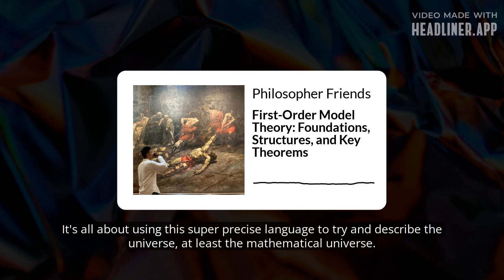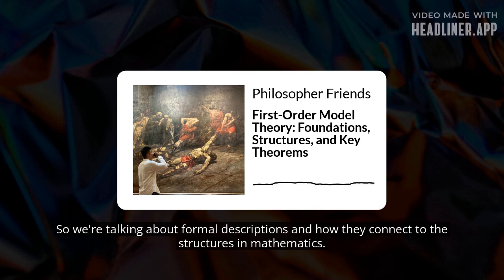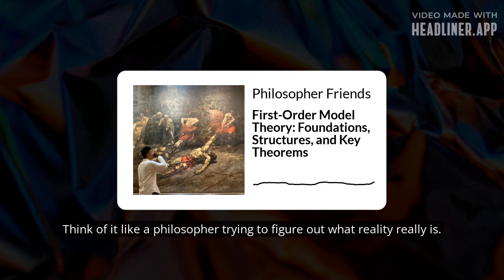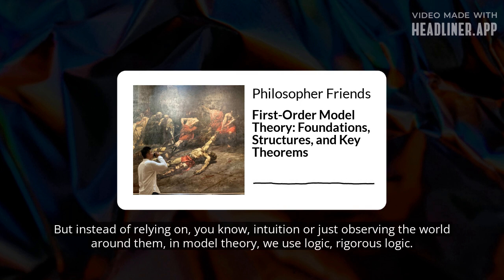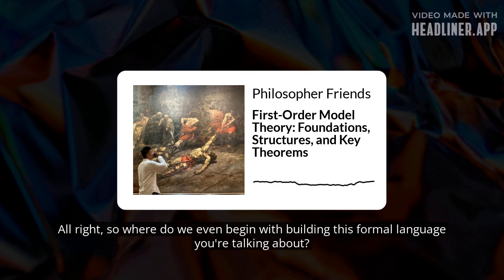It's all about using this super precise language to try and describe the universe, at least the mathematical universe. So we're talking about formal descriptions and how they connect to the structures in mathematics. Exactly. Think of it like a philosopher trying to figure out what reality really is. Okay, I'm intrigued. But instead of relying on intuition or just observing the world around them, in model theory, we use logic, rigorous logic.